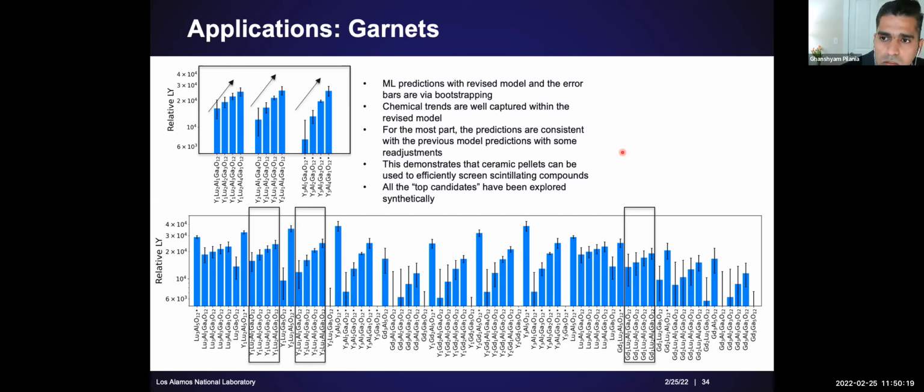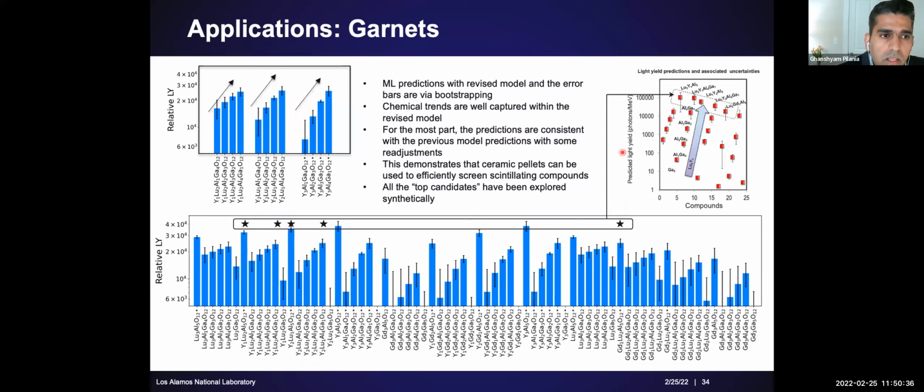So we see that for a fixed A site, as the aluminum concentration on the B site increases, light yield increases. For a fixed B site, as the yttrium content increases, light yield decreases. And all the predictions that came out as our top predictions in the previous round still remain among the top candidates here.